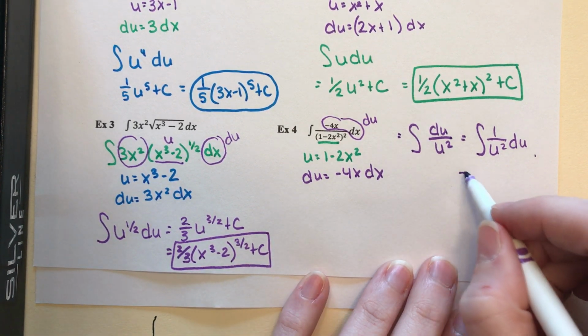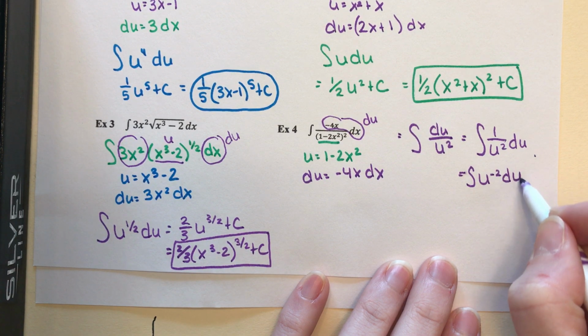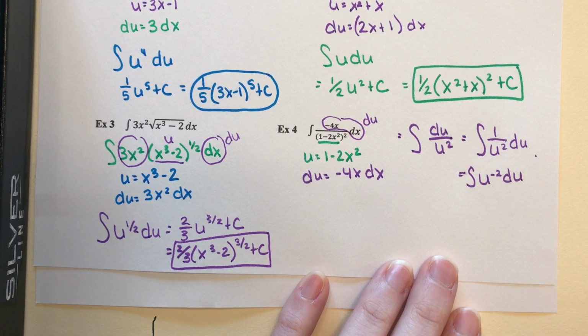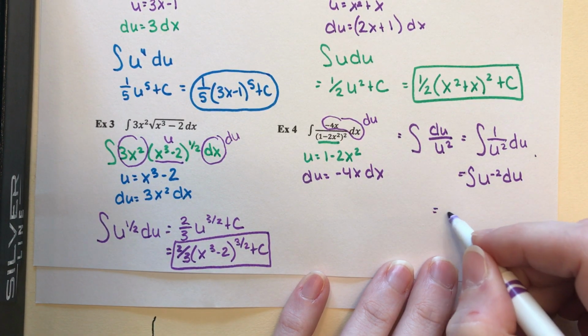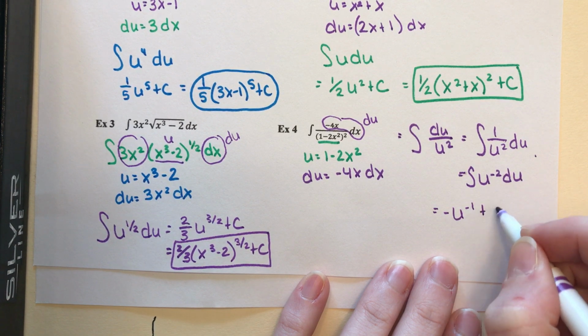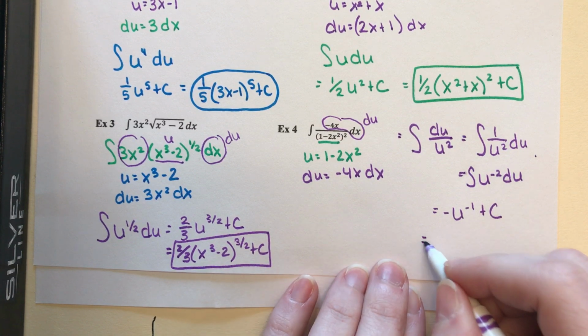Okay, next thing I'm going to do is I'm going to rewrite this as the integral of u to the negative 2nd. So that all I have to do is my power rule where I'm just going to add and divide. So if I add 1 to this, I get negative 1. Divide by that, I get negative u to the negative 1st plus c. And then the last step, we're going to plug back in for u.